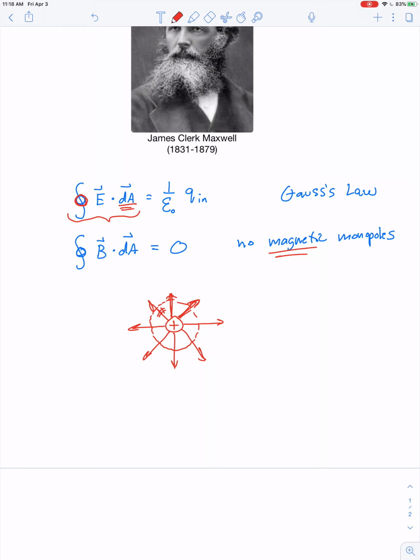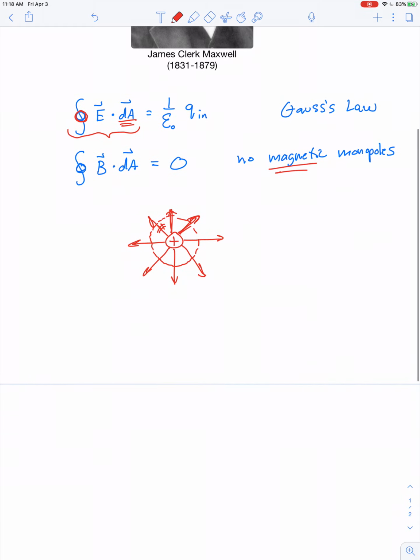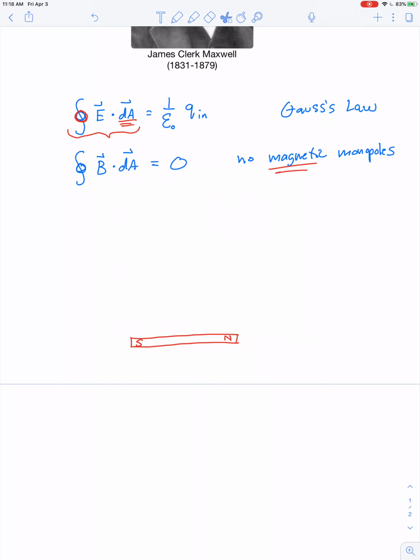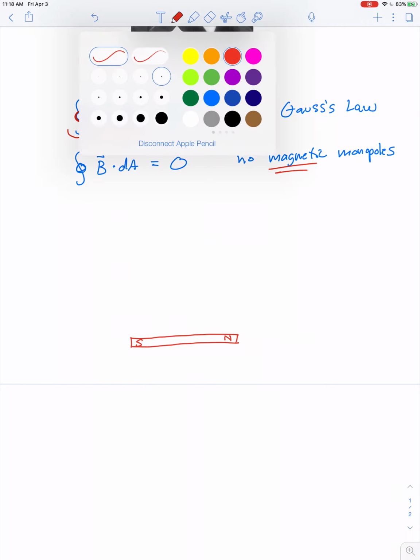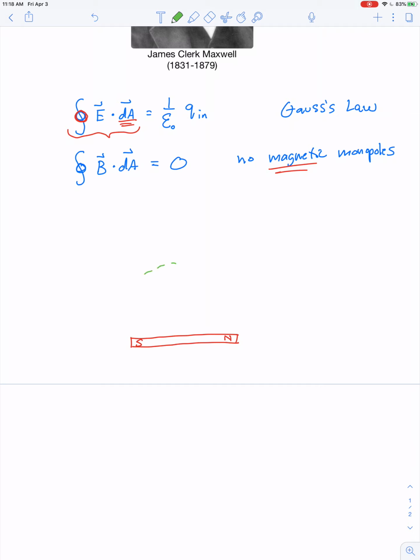Now let's talk about magnetic monopoles, whether or not they exist. I know there's such thing as magnetic poles. A bar magnet, for example, is a dipole. It has a north and a south. So if I were to draw a surface that encloses that bar magnet, here we go, then how much magnetic flux do I have?